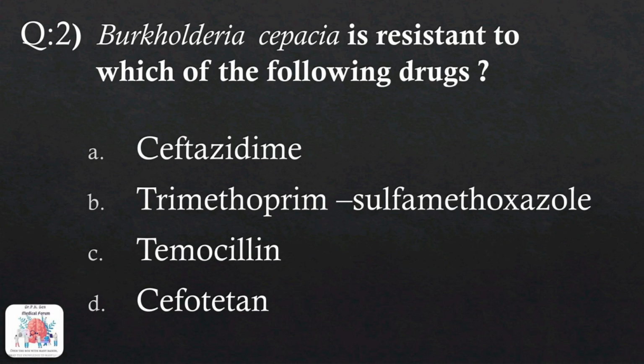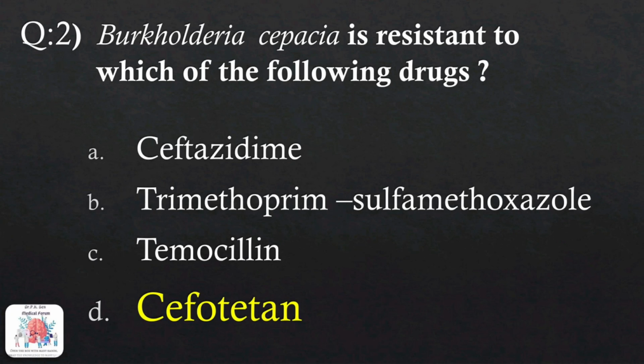Burkholderia cepacia is resistant to which of the following drugs? Option A, ceftazidime. Option B, trimethoprim sulfamethoxazole combination. Option C, temocillin. Or option D, cefotetan. The correct answer for this question is option D, cefotetan.